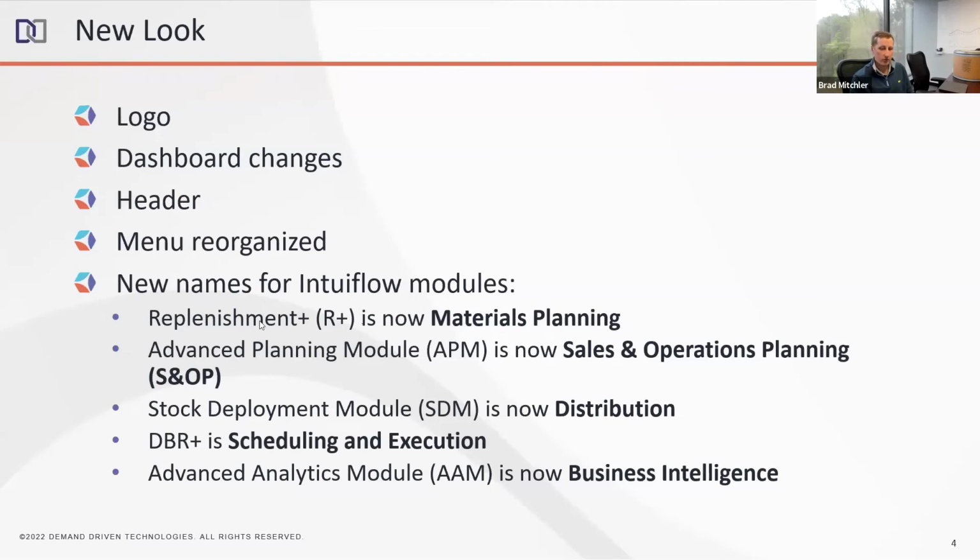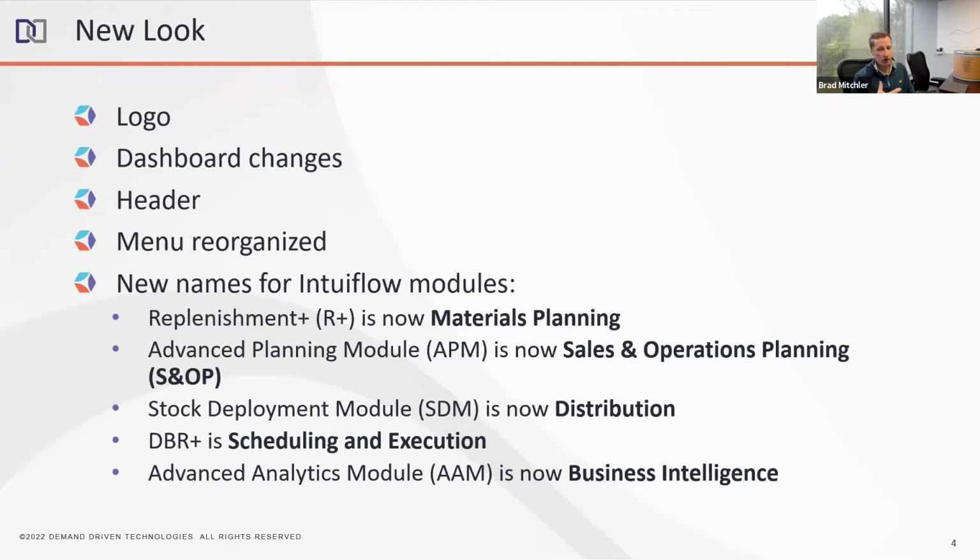Replenishment Plus, which is the core functionality that many of our current users are familiar with, is now Intuiflow Materials Planning. Our S&OP tool, the Advanced Planning module, is now known as Sales and Operations Planning, or S&OP. And our distribution functionality, the Stock Deployment module, is simply called Distribution.